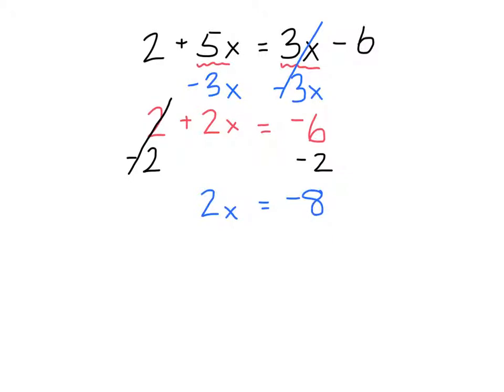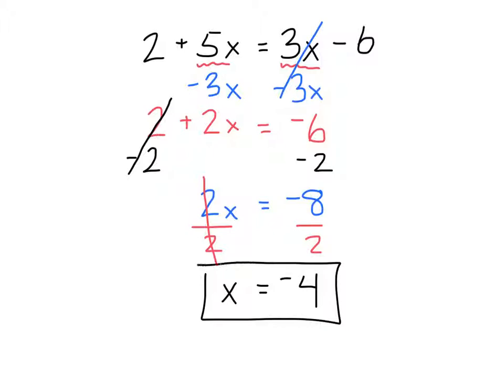Now, we have our one-step equation: 2x is equal to -8. So we know how to do that. The opposite of multiplication is division, so we are going to divide by 2 on both sides. These two cancel out. All that we have left is x. And on the right side of the equation, we have -8 divided by 2. Remember, a negative divided by a positive is always going to be negative. So -8 divided by 2 is equal to -4. And -4 is going to be our answer.